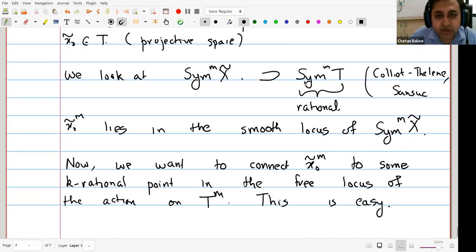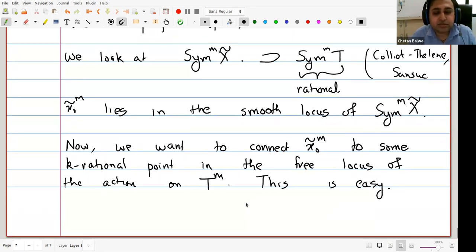Of course there is a little bit of trickery involved here. Maybe I'll just say the kind of things that one has to prove. If you have a smooth rational variety, and you've got an open set in it and a point outside the open set, then you want to be able to connect that point to a point in the open set by a rational curve. This requires a little bit of proof, but it's not difficult to prove.